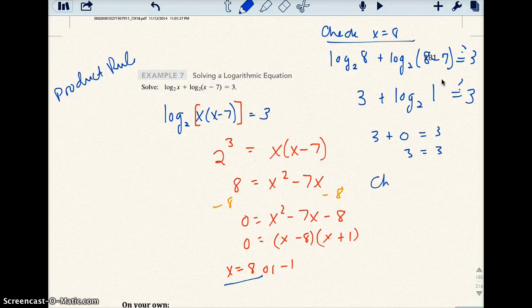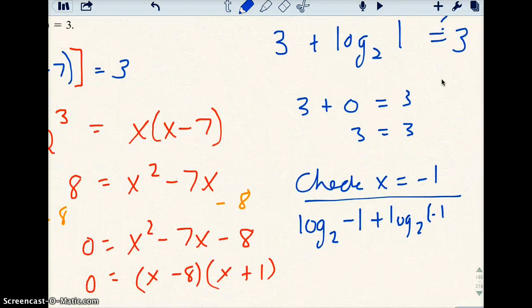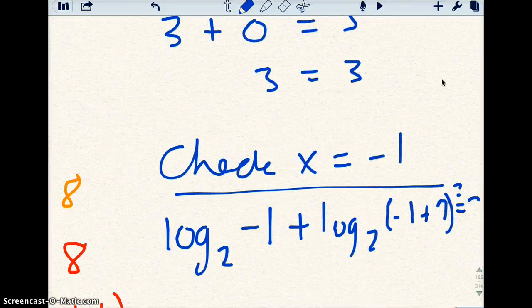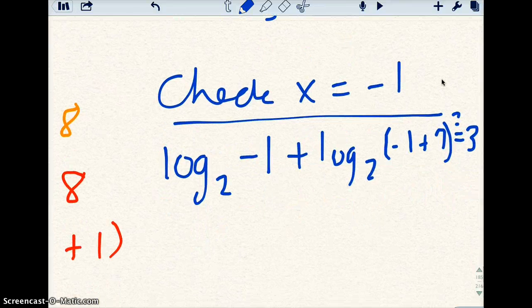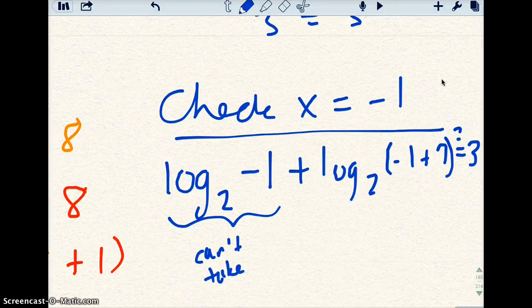Now check the other one. Check x equals negative 1. The log base 2 of negative 1 plus log base 2 of negative 1 minus 7, so we have negative 1 plus negative 7. Does that equal 3? Well, you can't take a logarithm of a negative number. We talked about that earlier on. You can't take the log of a negative number.